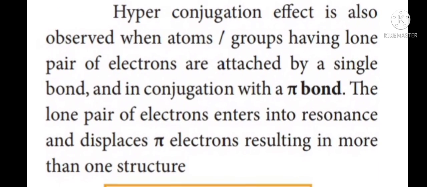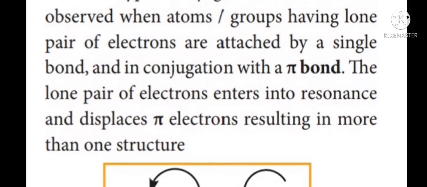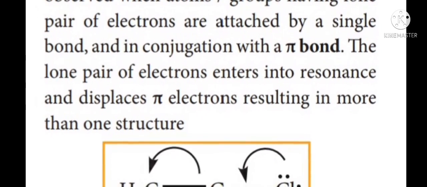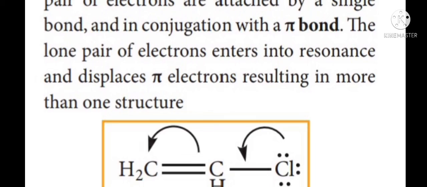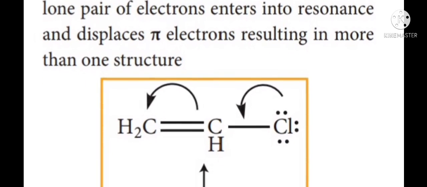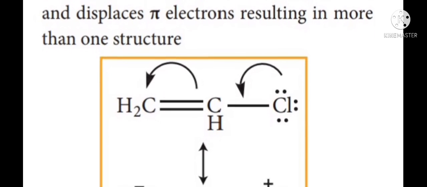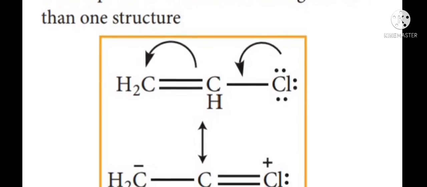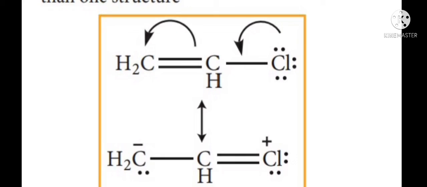Hyperconjugation effect is also observed when atoms or groups having a lone pair of electrons are attached by a single bond and in conjugation with a pi bond. Here, more than one structure is obtained. It is shown here.